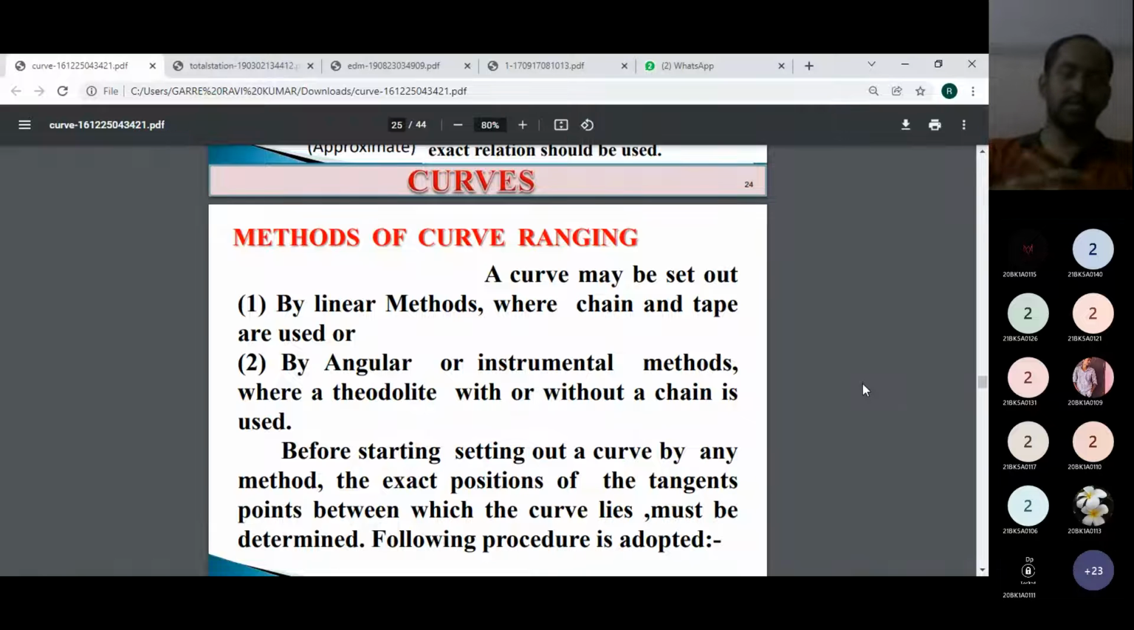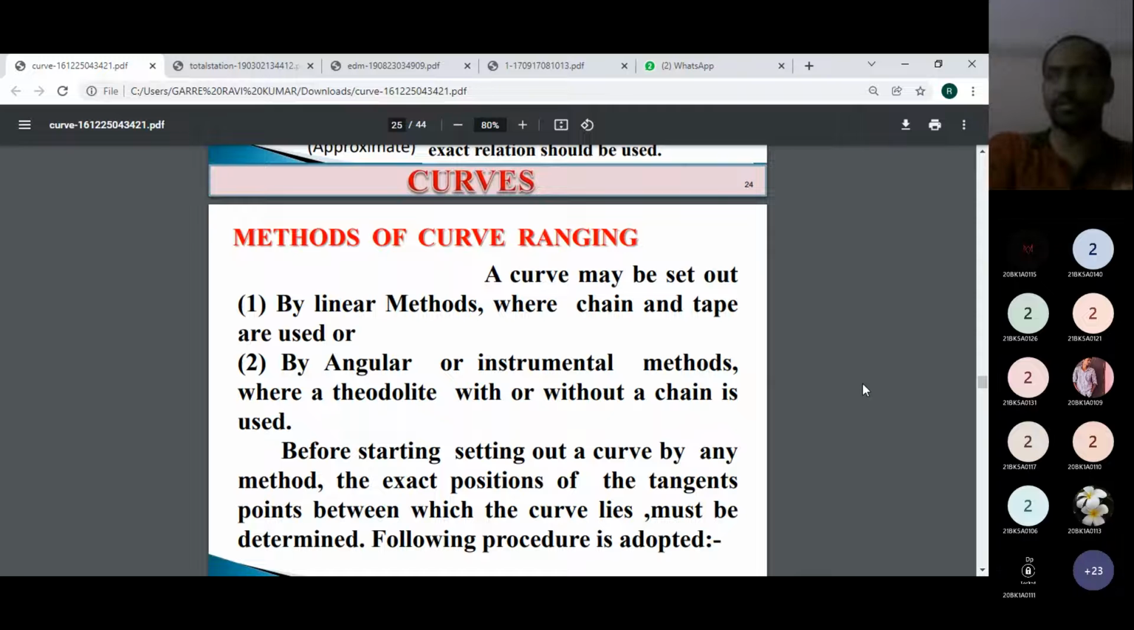A curve may be set out by linear methods, where chain and tape will be used, and one more method is by using angular or instrumental methods, where we can use angle measuring instruments like theodolite, compass, etc., or EDM, total station, etc. By using these kinds of instruments we can set up the curve. Alone by using linear instruments we can't set up the curve, and alone by using angular instruments we can't set up the curve.